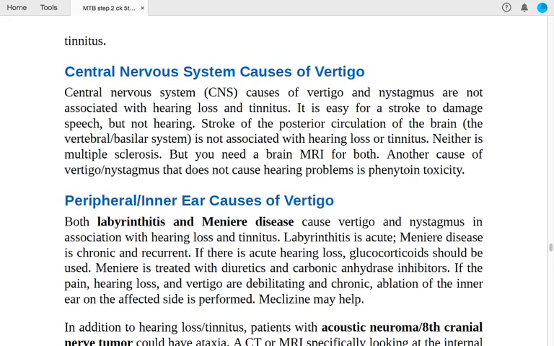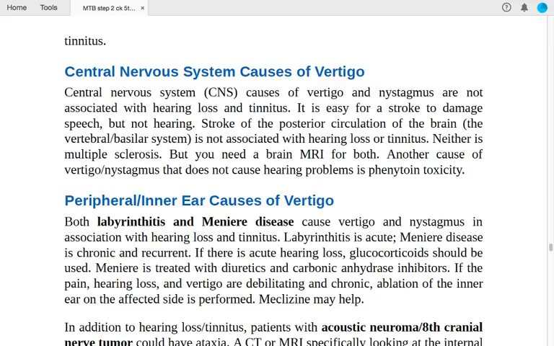It is easy for a stroke to damage speech but not hearing, right? So hearing is actually not impaired in that case. Stroke of the posterior circulation of the brain, that is the vertebral or basilar system, is not associated with hearing loss or tinnitus. So these associations are not there. Hearing loss is not there, tinnitus is not there. Neither is multiple sclerosis, but you need a brain MRI for both.